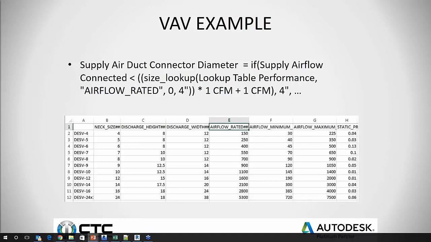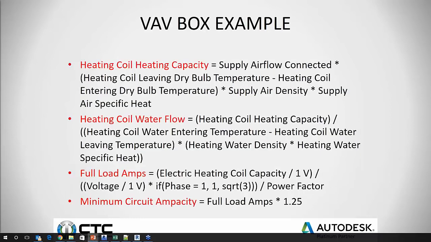So in this example, we're looking at the supply air duct connector diameter, and we've got our neck size, and column A is giving us the model number. We can control discharge height, discharge width. We can control all of these parameters based on that lookup table. So some quick examples from the heating coil capacity.